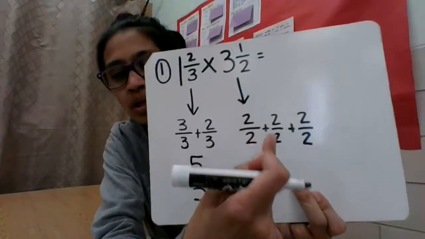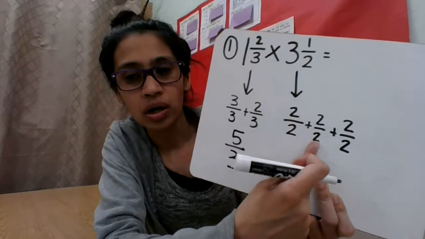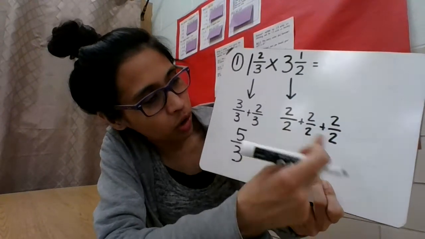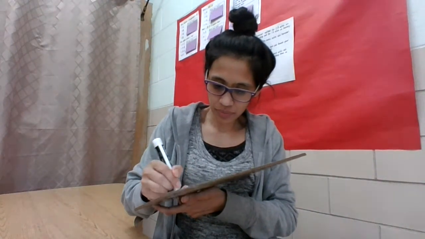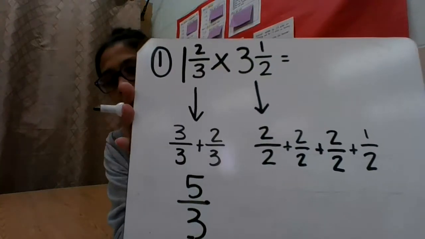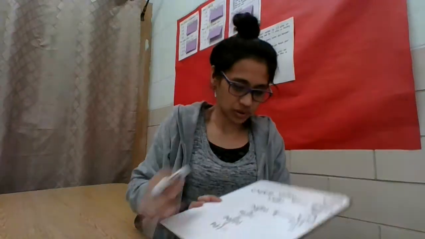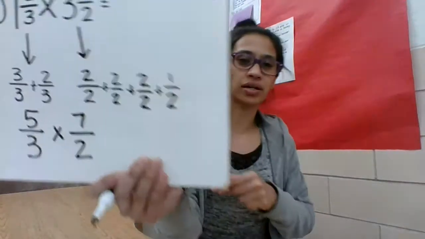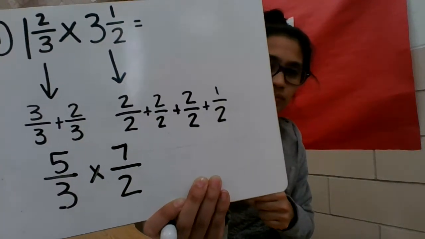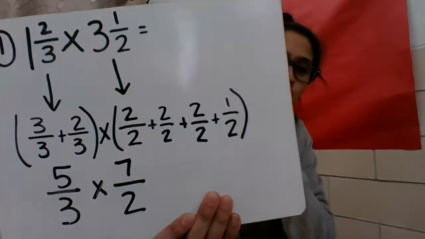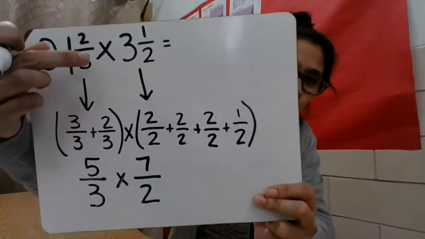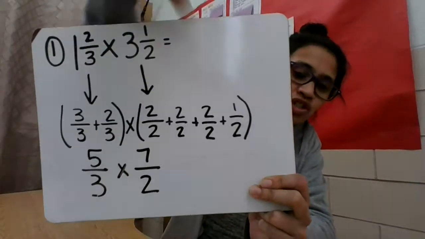Because I know 2 halves, that's 1 whole. 2 halves, 1 whole, 2 halves, 1 whole. 1 whole, 1 whole, 1 whole. There's the 3 wholes right there. Plus that 1/2. How much is that? 2, 4, 6, 7 halves. Okay, right there. And you know what? I'm going to do this. So I'm going to put the parentheses because we know we need to combine this because that's the 1 and 2/3, 5/3 times that, which is 7 halves now.